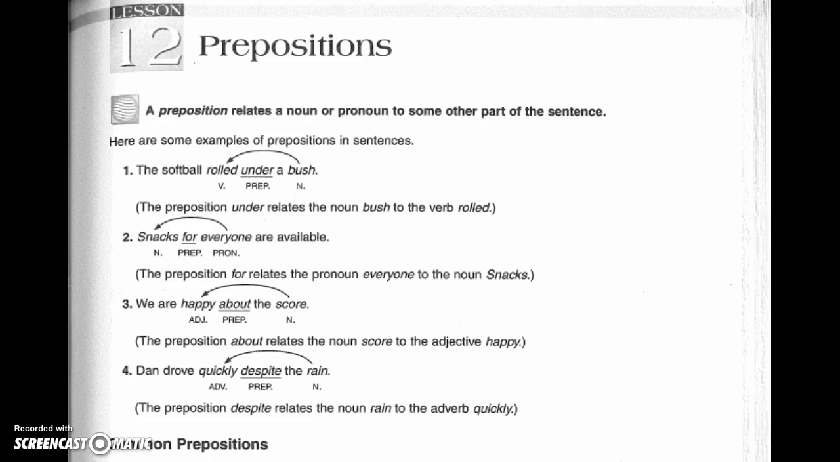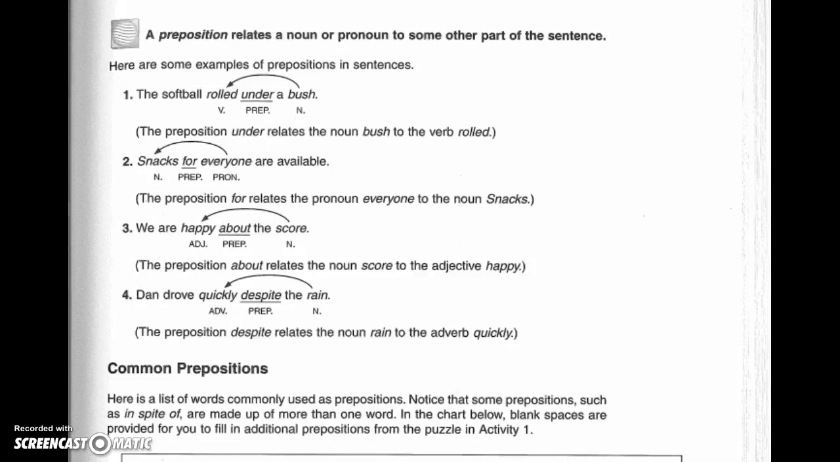So we're going to be looking at how they work in a sentence to make our writing stronger by showing placement, direction, and conditions under which the action in the sentence takes place.